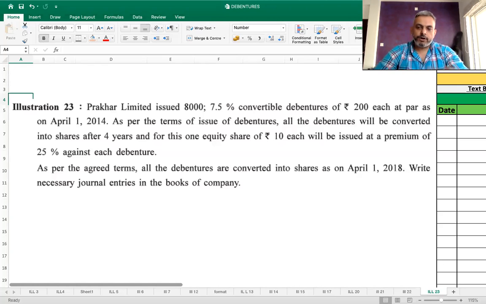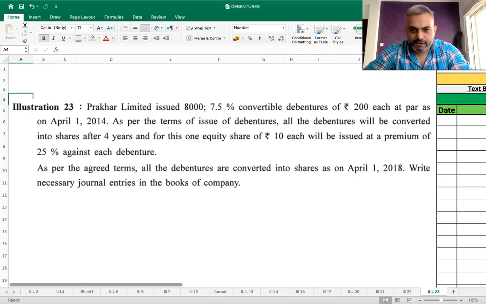Now we are going to see a different type of debentures over here. Now in this sum, instead of giving cash back, money back to our debenture holder, we are converting these debentures into shares. These debentures can be converted into either equity share or preference share or new type of debentures. So over here we are going to see a sum where debentures are getting converted into equity shares.